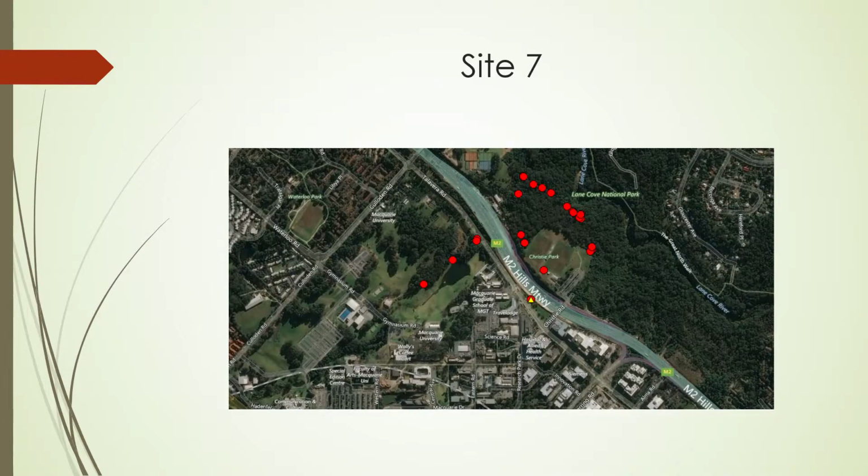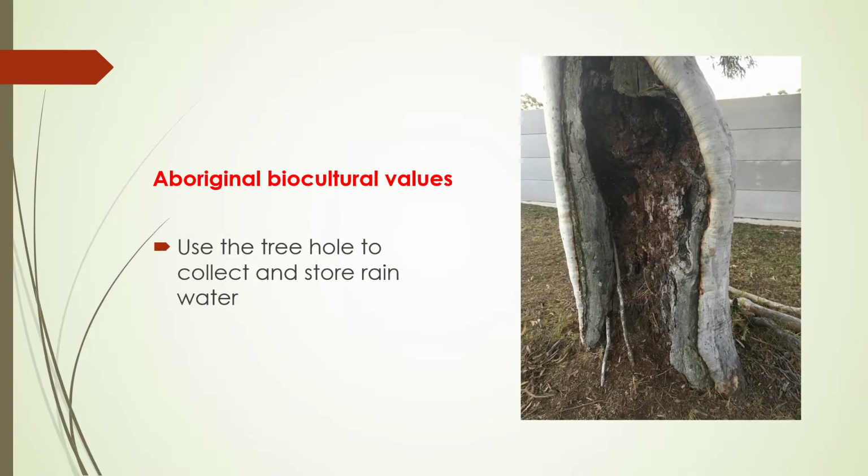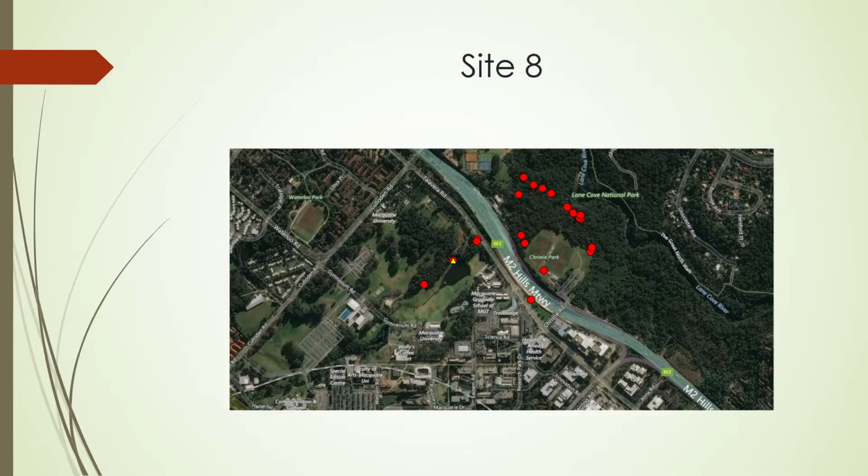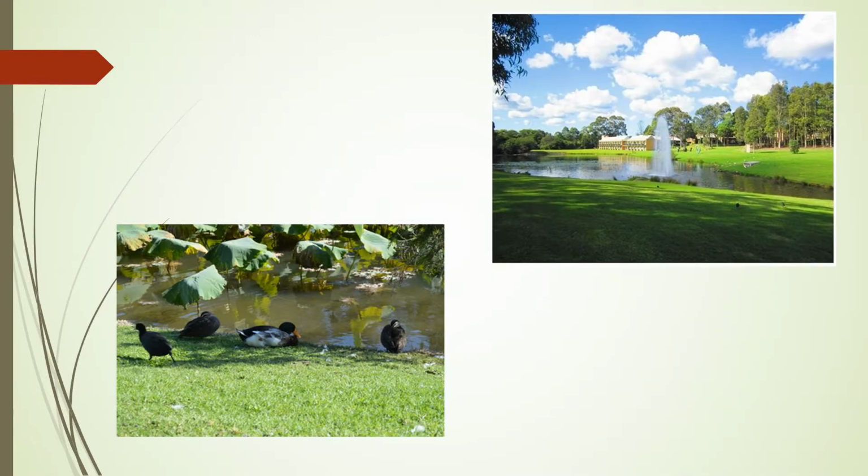In Site 7, the function of this tree hole is the same as the stone in Site 5. People used to collect and store rainwater. Finally, we arrive at the last stop, Site 8. You can see a beautiful lake there. This lake is part of Mars Creek. Many animals like birds and ducks like to come here to get water.